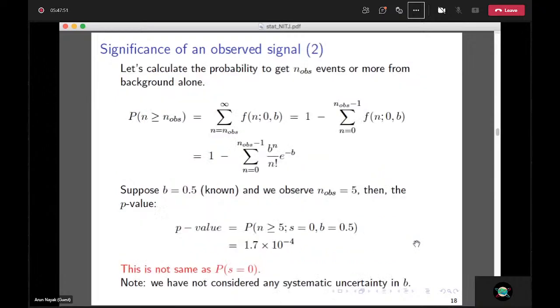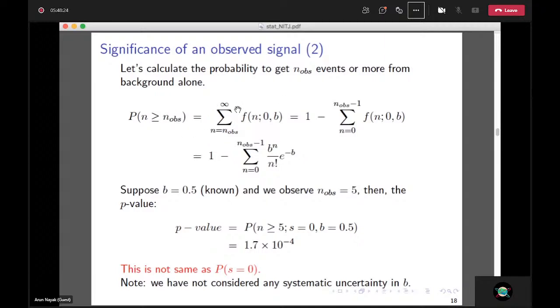Now, to compare with the background-only hypothesis, we have to calculate the probability to get n observed or more events from the background alone. Suppose we have the background-only hypothesis, which means we don't have any signal. If we don't have any signal, what is the probability that we will get n observed or more events? That is this probability for n greater than or equal to n observed.